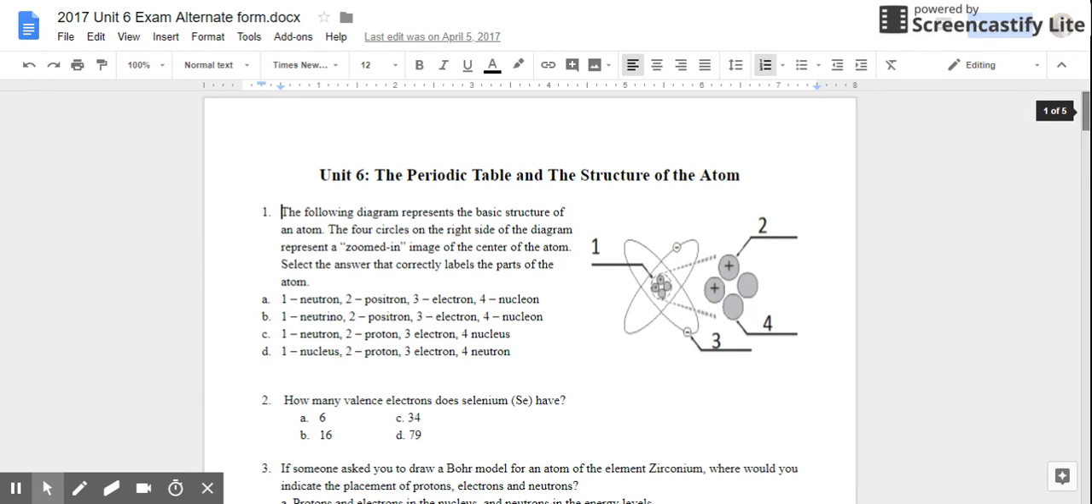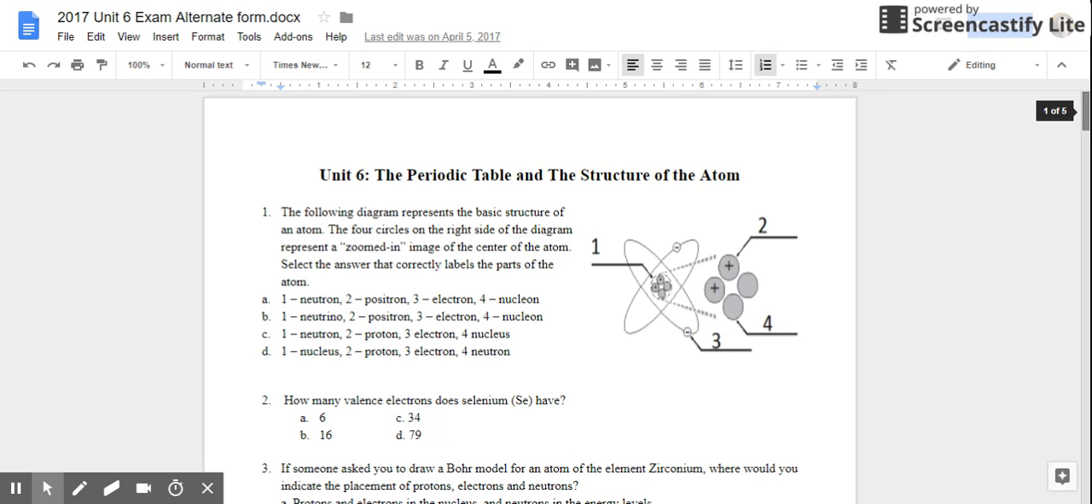Is it B? So is 1 over here showing a neutrino, 2 a positron, 3 an electron, 4 a nucleon? Is it C? Is number 1 showing a neutron, 2 showing a proton, 3 showing an electron, and 4 showing the nucleus? Or is it D? 1 is showing the nucleus, 2 is showing a proton, 3 an electron, 4 a neutron.